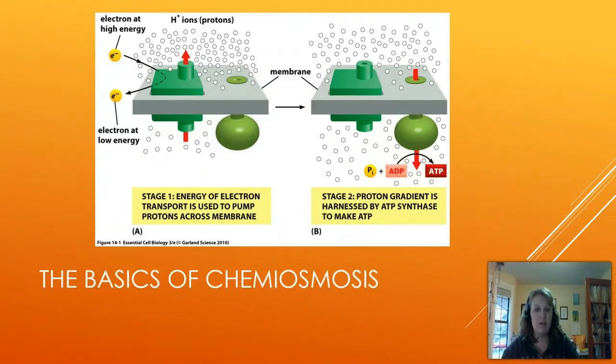ATP synthase will allow for these protons to cross back across the membrane into the area that they really want to be, and using this motion of them, the proton motive force moving across the membrane, they're going to generate ATP for the cell. And so this is a very, very simplified version of the electron transport chain and chemiosmosis.